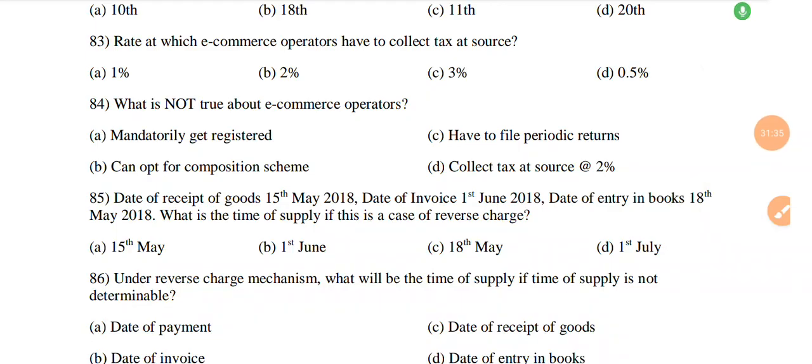Next question. What is not true about e-commerce operators? Option A, mandatory to get registered, B, can opt for composition scheme, C, have to file periodic returns, and D, collect tax at source at the rate of 2%. The correct option is B.